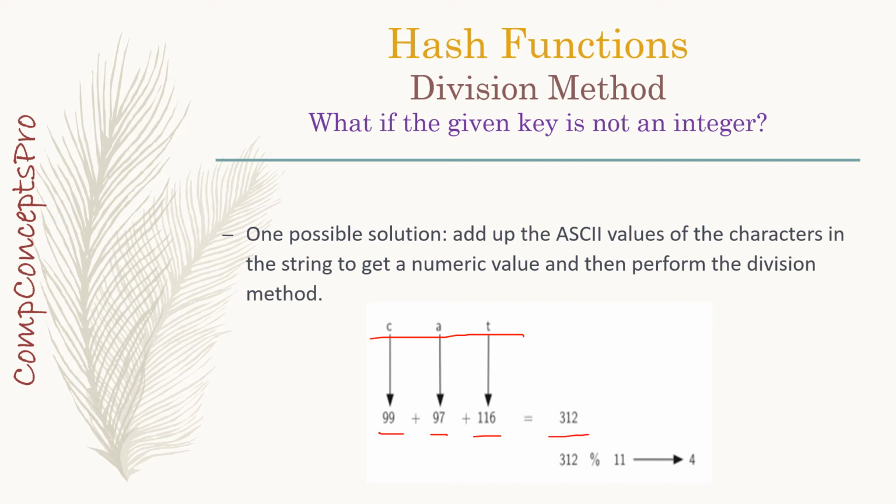Now we'll apply this division method hash function to this integer key 312, and then we'll get the hash code 4. In this example, suppose m is 11. There are 11 slots available in the hash table. So the hash code came to 4, and we can store 312 at the index value 4.